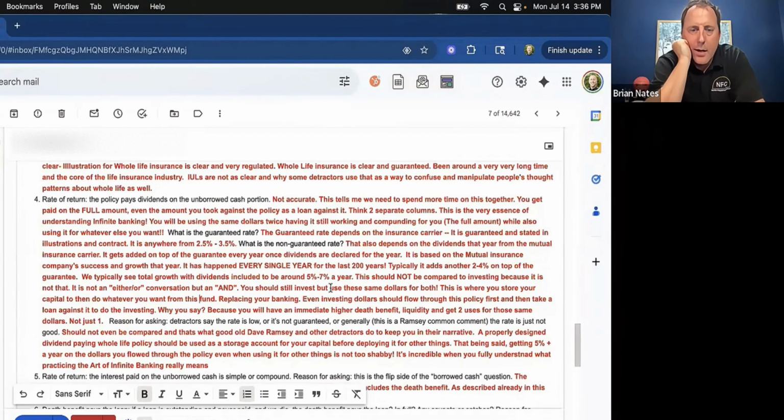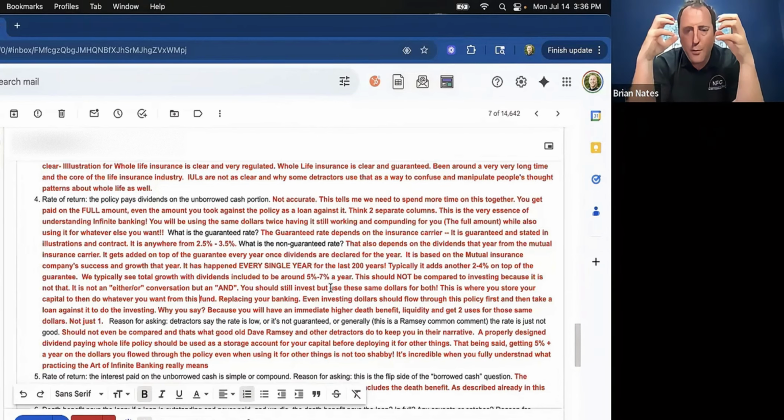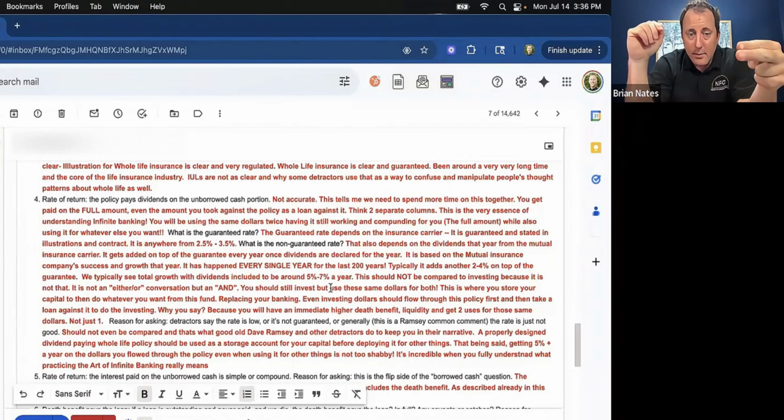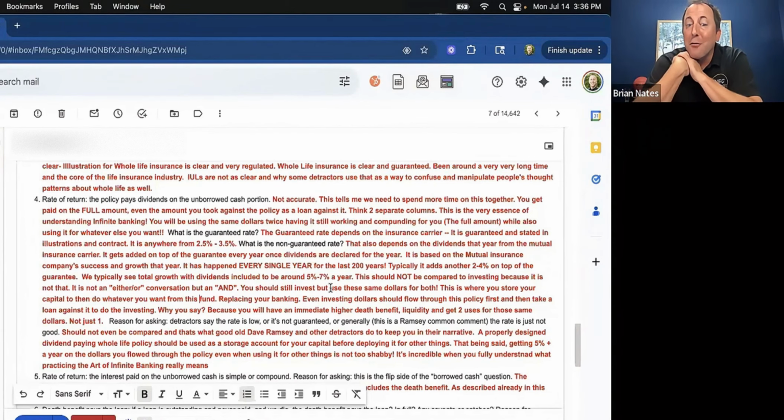I put this in there because it's not that. This is not, well, should I put my money over here to invest, or should I put my money into a policy? This is where the aha moment needs to come. You should still invest. You should still do the policy. It's a both-and. It's not an either-or. Matter of fact, when you fully grasp this, you should use the same dollars to do both.